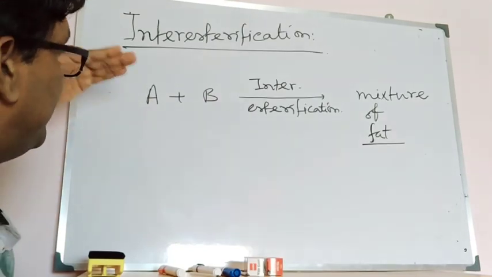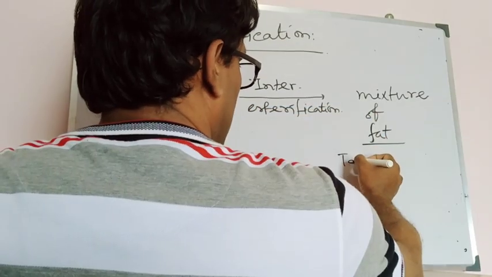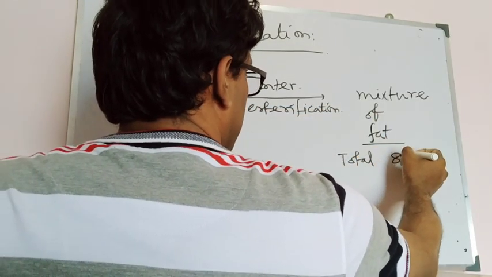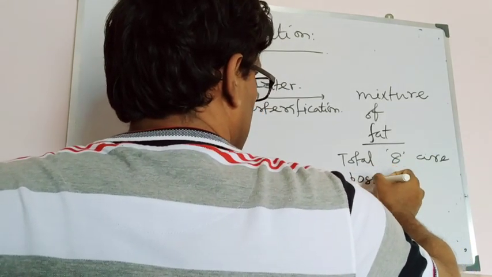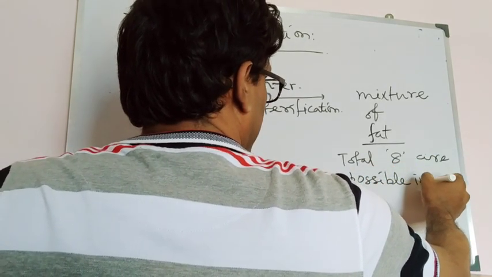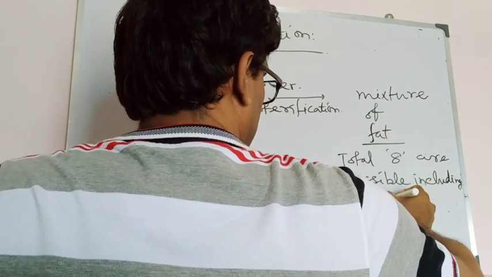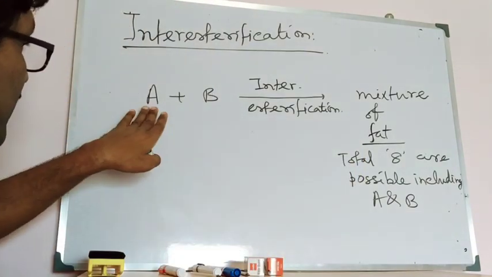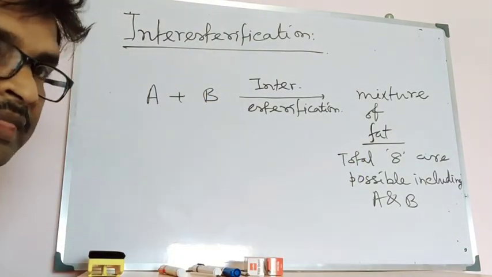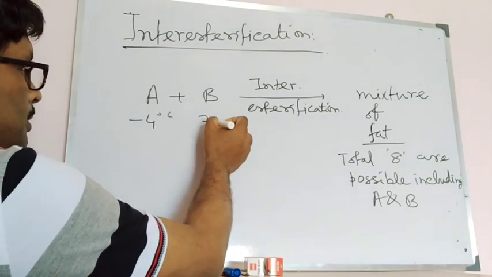So if A and B and another 6, a total of 8 are possible, including A and B. So if A and B have melting points, let one be -4 degrees centigrade and the other 72 degrees centigrade.